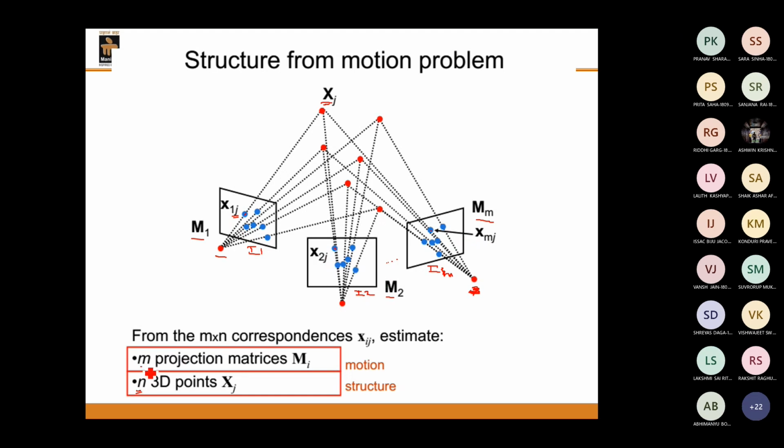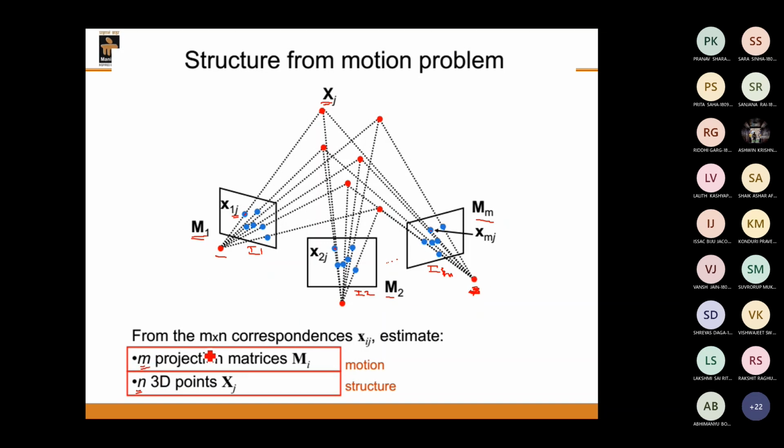And here m stands for how many cameras you have, or how many images you are having. So depending upon how many cameras you are using, or how many viewpoints you have, accordingly you'll have that many projection matrices, or camera matrices. So let's assume that that number is small m. That means you have small m number of cameras, or small m number of viewpoints.